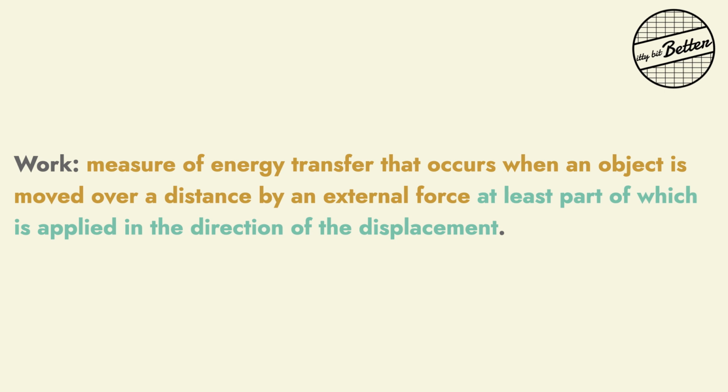As we go through these definitions, I'm going to first go over work, then power, then energy, and efficiency. So Britannica defines work as the measure of energy transfer that occurs when an object is moved over a distance by an external force, at least part of which is applied in the direction of the displacement. So let's just focus on that first part.